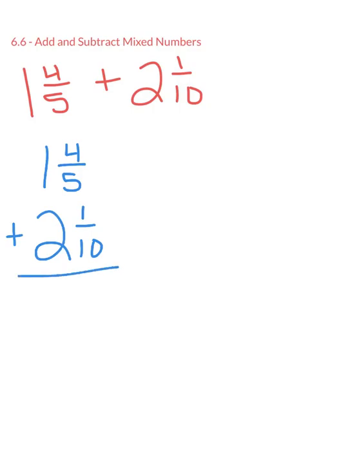Right, so the first thing that you need to do is find a common denominator for your two fractions. We're looking at a fraction with fifths and a fraction with tenths. A common denominator for fifths and tenths that's going to be easy to work with is tenths. So we're going to rewrite the fraction 1 and 4/5 so it has a denominator of 10. That way both fractions will have a denominator of 10.